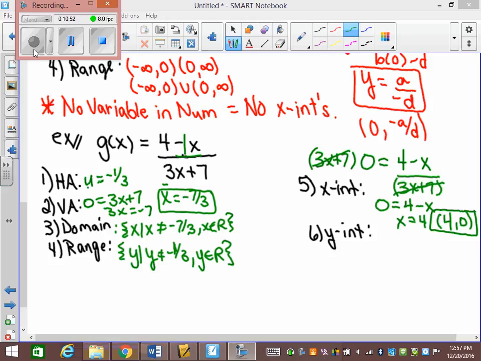So basically, the way to think about this is if you go backwards to try and make this equation, the bottom of this equation is found from the vertical asymptote, right? The top of this equation is found from the x-intercept. If you don't have an x-intercept, then the top is going to be just a number. Okay? The y-intercept is going to be y equals 4 minus 1 times 0 over 3 times 0 plus 7. So y equals 4 over 7.